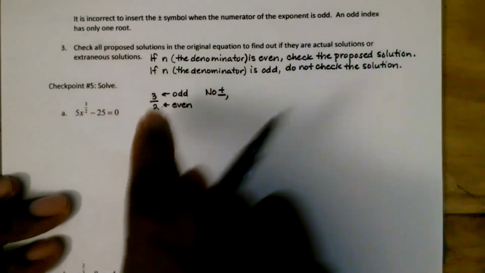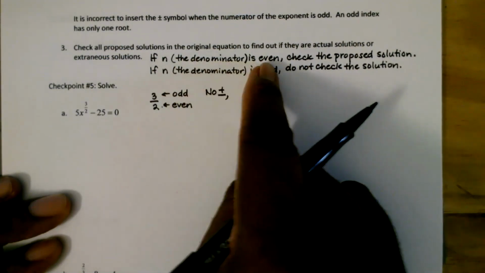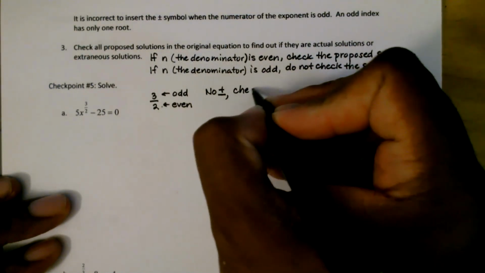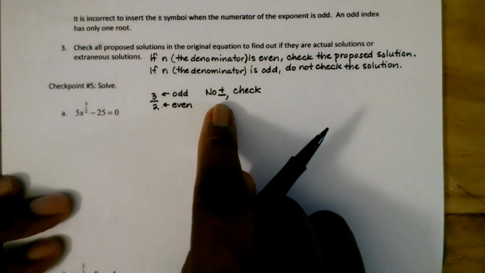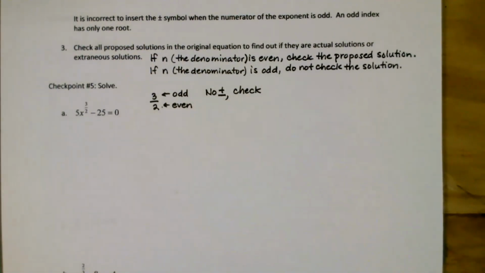Here's your denominator, 2. That's an even number. So that denominator is even. You will have to check the proposed solution. So here I'm going to make mental notes. Do not use a plus or minus symbol. Do check your solution.